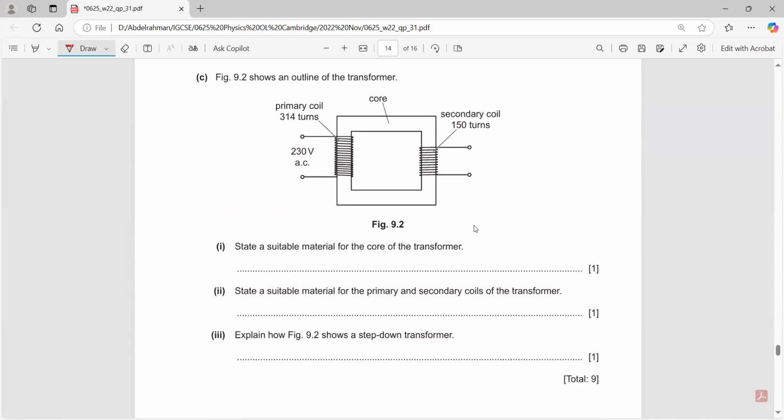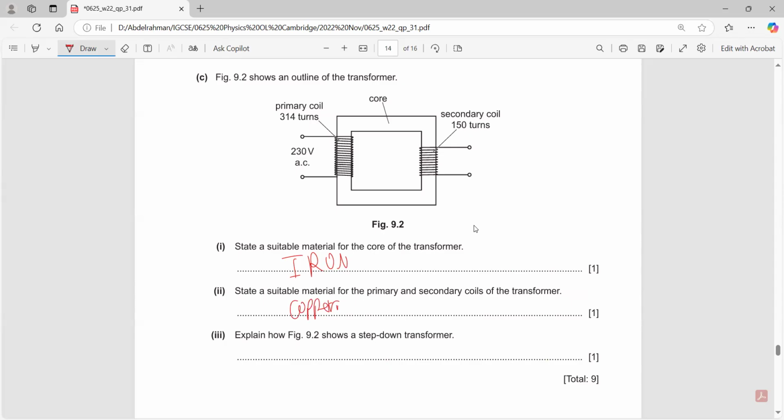The suitable material for the core is iron. Yes, thank you, it is iron. Suitable material for the coils. Yes, the coils. It is copper. Excellent.